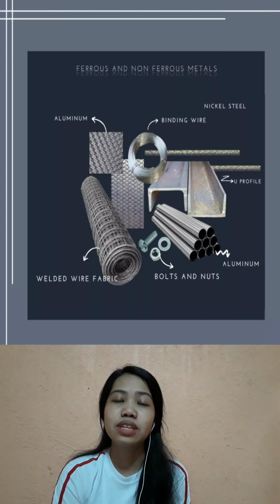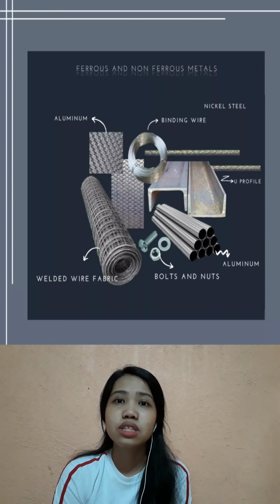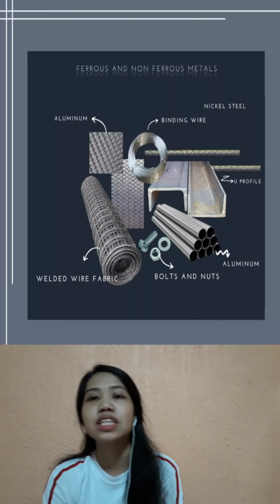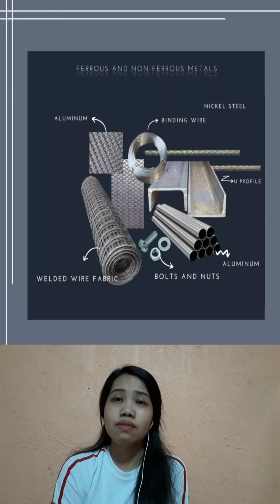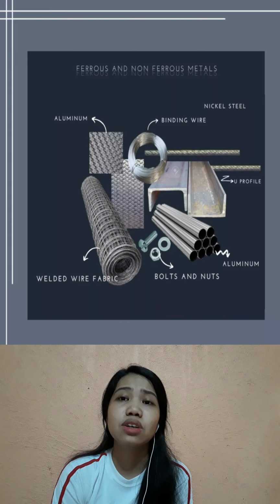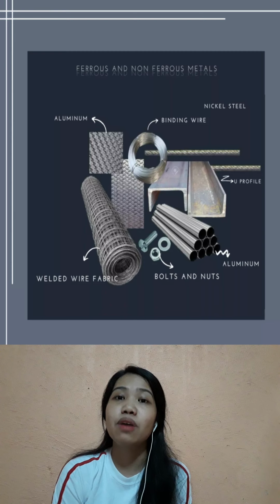Let's move on to nickel or nickel steel. This is used for making storage cylinders for liquefied gases and for low temperature application. It is used for heavy forgings, screws, bolts, and nuts, but on this material it is in the form of a steel bar.